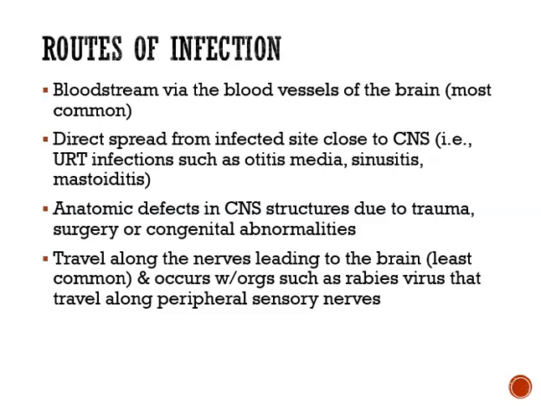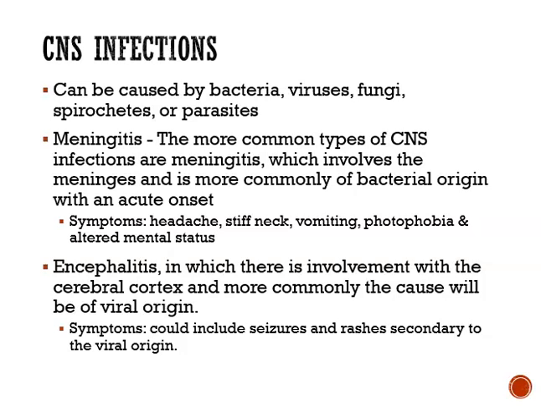And then infection can travel along the nerves leading to the brain. So this is the least common route of exposure. It occurs with organisms such as the rabies virus that travel along the peripheral sensory nerves. So just a few different ways that CNS infections can occur.